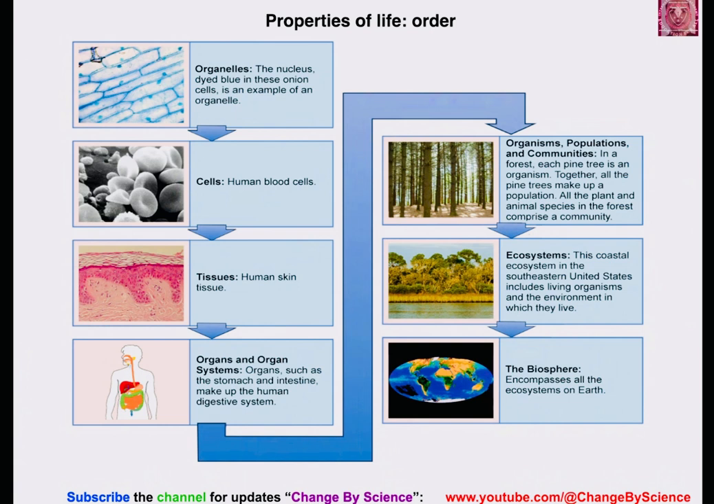Organisms, populations, and communities in a forest. Each pine tree is an organism. Together, all the pine trees make up a population, and all the plant and animal species in the forest comprise a community. Ecosystems: this coastal ecosystem in the southeastern United States includes living organisms and the environment in which they live. Then the biosphere, which encompasses all the ecosystems present on the earth.